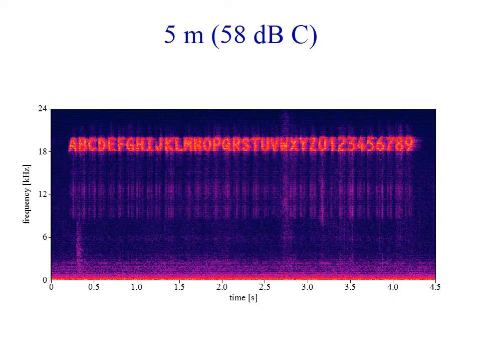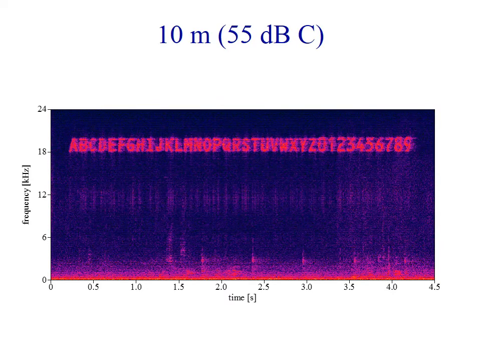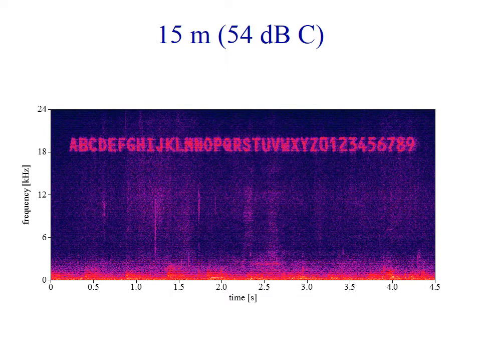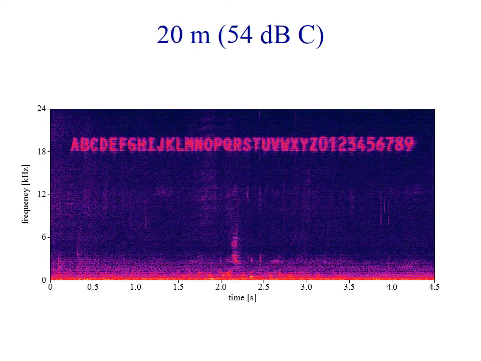This is the spectrogram obtained at the distance of 5 meters. This is the spectrogram obtained at the distance of 10 meters. This is the spectrogram obtained at the distance of 15 meters. This is the spectrogram obtained at the distance of 20 meters.